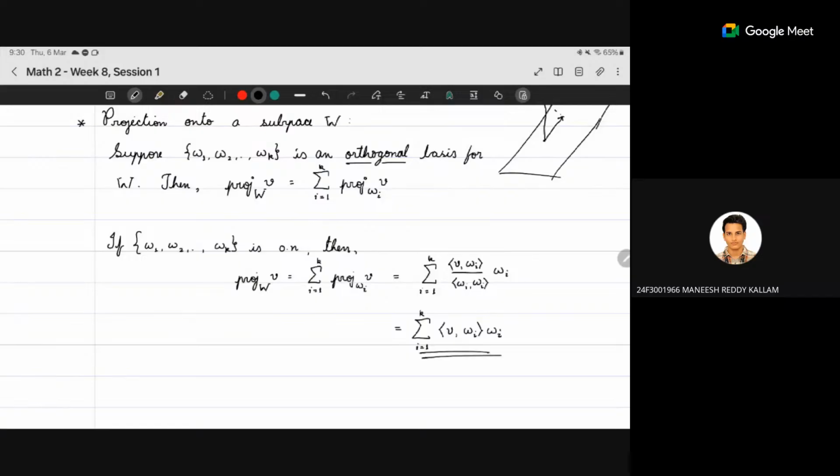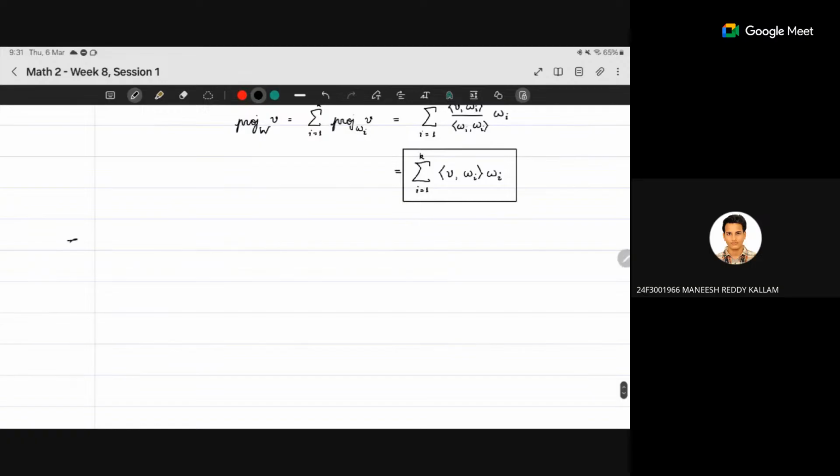You can remember this specific case for orthonormal vectors, or you can just remember the general one and it'll be good enough. Remember that this is only for orthonormal and this is for orthogonal in general. Okay, so that's how you calculate the projection of a vector onto a subspace.